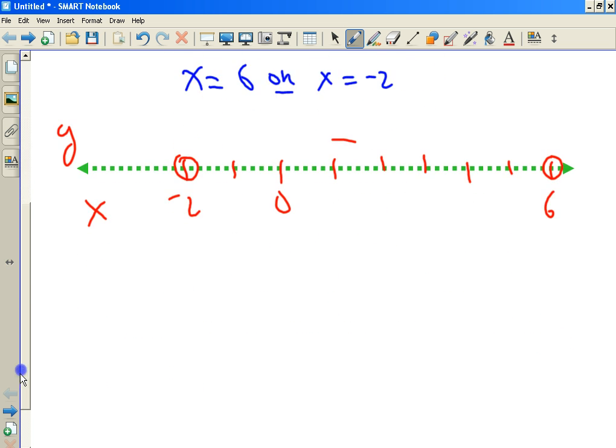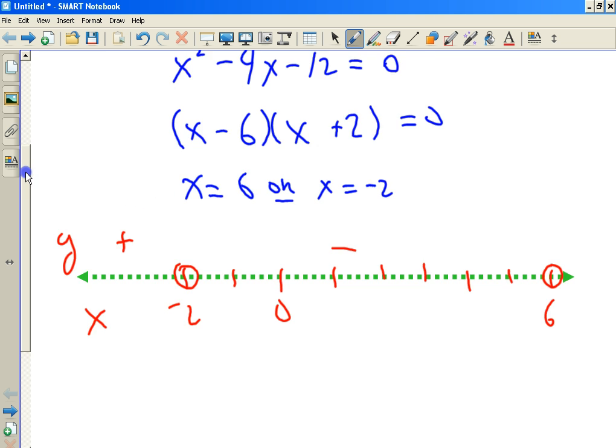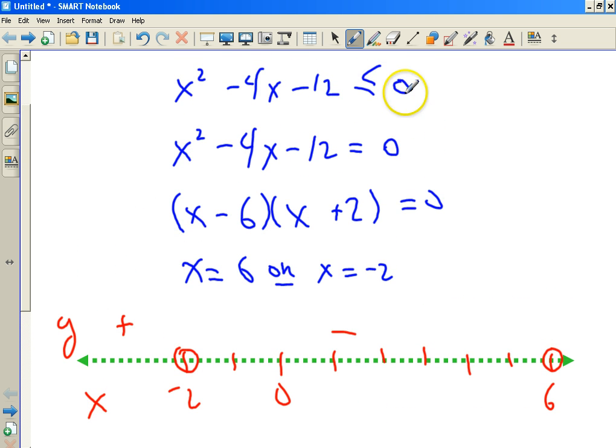But wait, test out here too. These could give you negative. Who knows? What's a nice easy number to plug in out here? Negative 3 for x. Plug in negative 3. What do you get? Negative 3 minus 6 is negative 9. Negative 3 plus 2 is negative 1. A negative times a negative is a positive. So is that what we're looking for? No. Less than 0 means negative. So we don't want these x's.